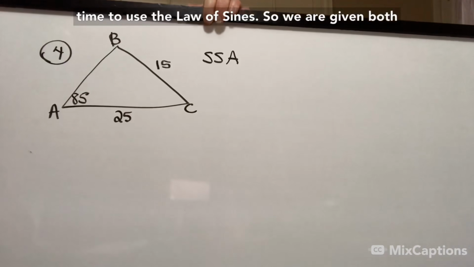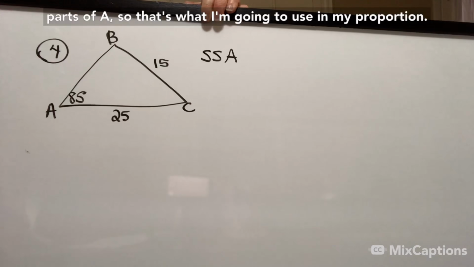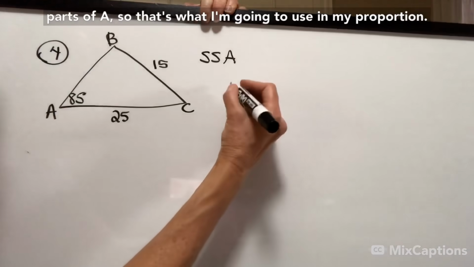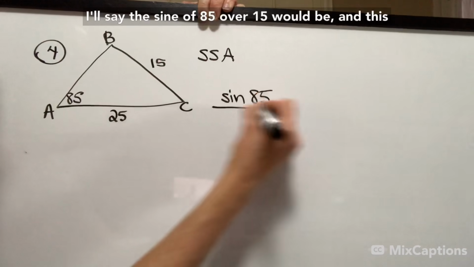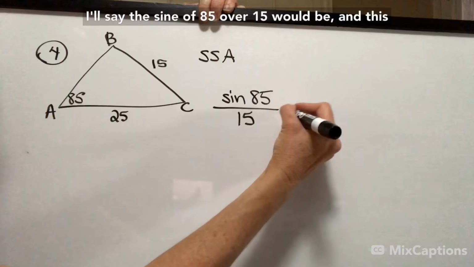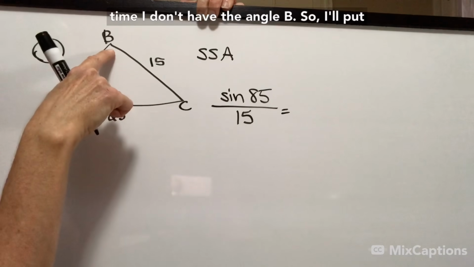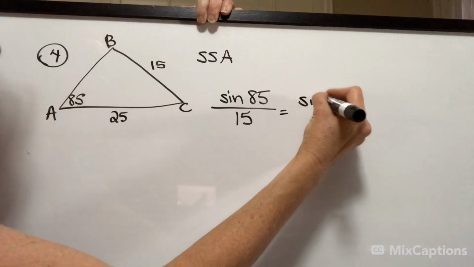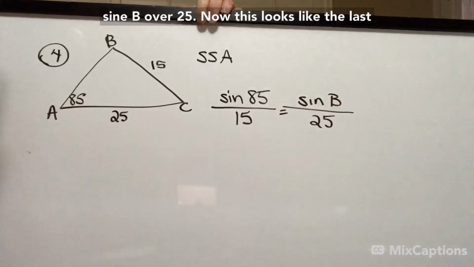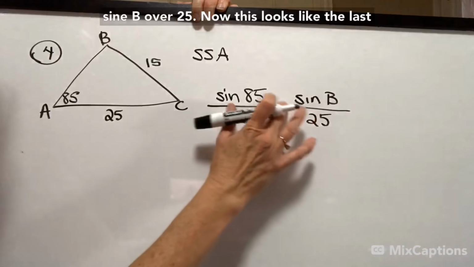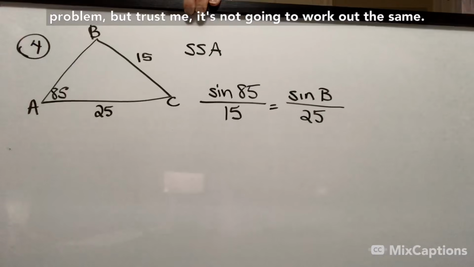So we are given both parts of A, so that's what I'm going to use in my proportion. I'll say the sine of 85 over 15 would be, and this time I don't have the angle B again, so I'll put sine B over 25. Now this looks like the last problem, but trust me, it's not going to work out the same.